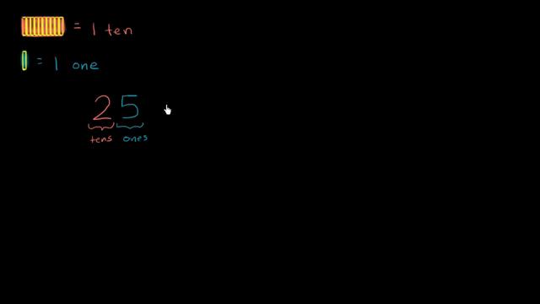Well, another way to write this is this 2 represents 2 tens. So let me write that down. This is equal to 2 tens plus 5 ones. Now, what are 2 tens?